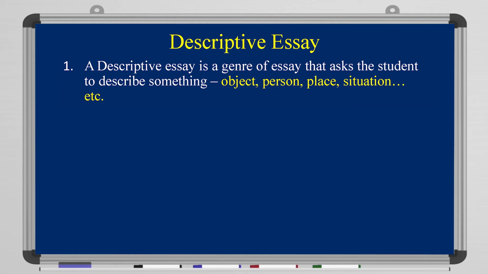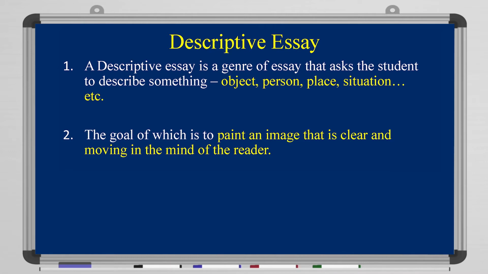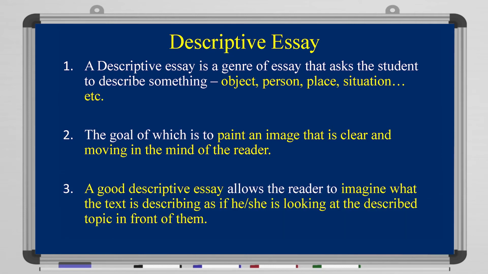Imagine that I have my eyes closed, okay? And you are reading this for me. I want to be able to imagine it. So give me colors, give me shapes, give me sizes, give me all of that. I want to be able to imagine the thing that you are describing for me when I close my eyes. The goal of a descriptive essay is to paint an image that is clear and moving in the mind of the reader. A good descriptive essay will allow the reader to imagine what is being described. I wasn't there, but with your description, I can be there, okay?